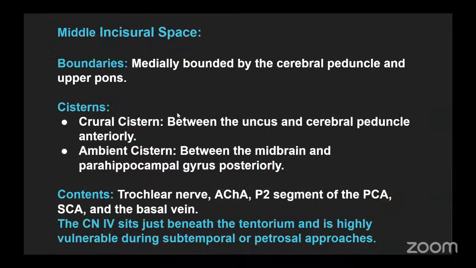Coming back, we know that it is bounded by the cerebral peduncle and pons, upper pons, lower midbrain, sort of. The cisterns are two, the crural cistern and the ambient cistern. Crural is between the uncus and the cerebral peduncle. Ambient is slightly posterior, between the midbrain and the parahippocampal gyrus. What are the contents? The contents are the trochlear nerve, anterior choroidal artery, P2 segment of the PCA, superior cerebellar artery, and the basal vein. So please do not get overwhelmed by this.